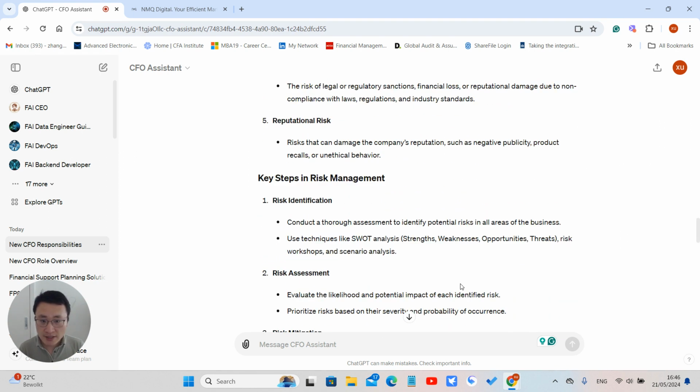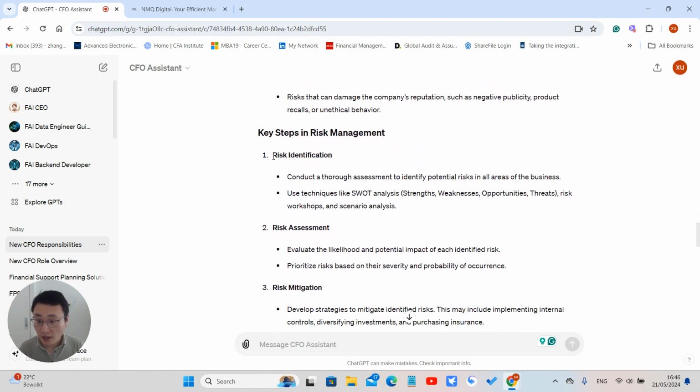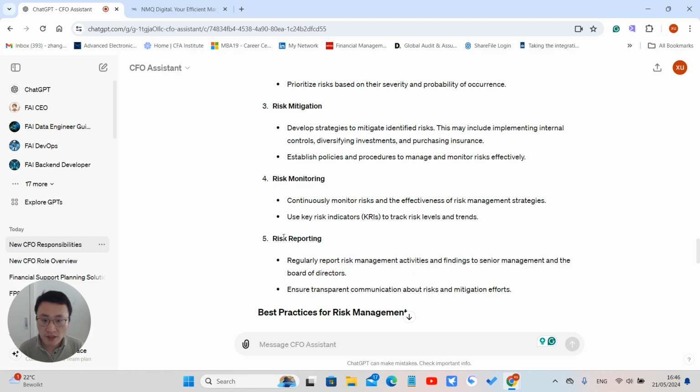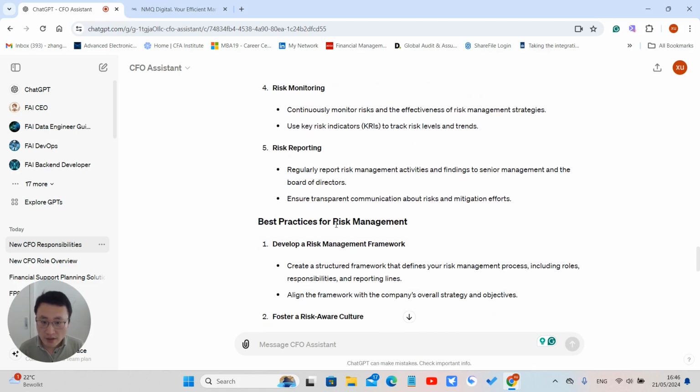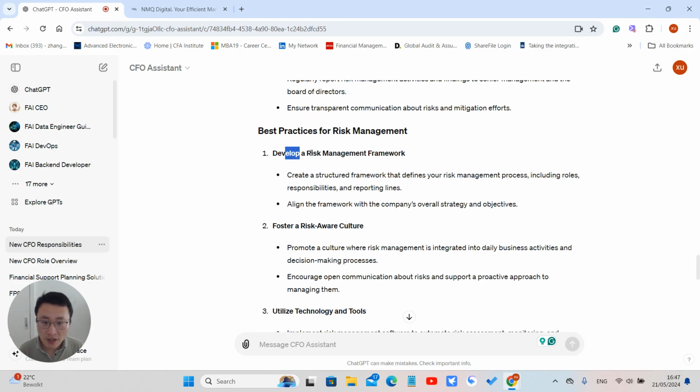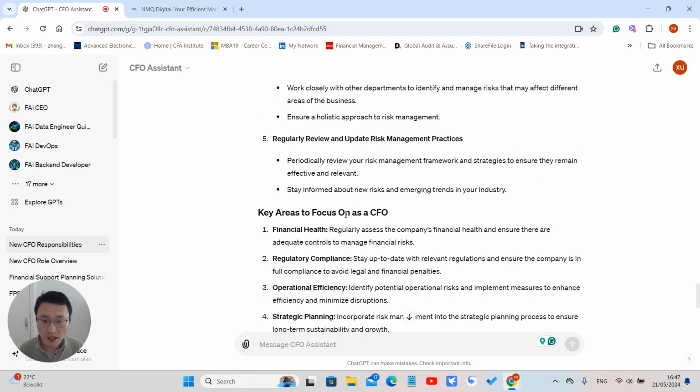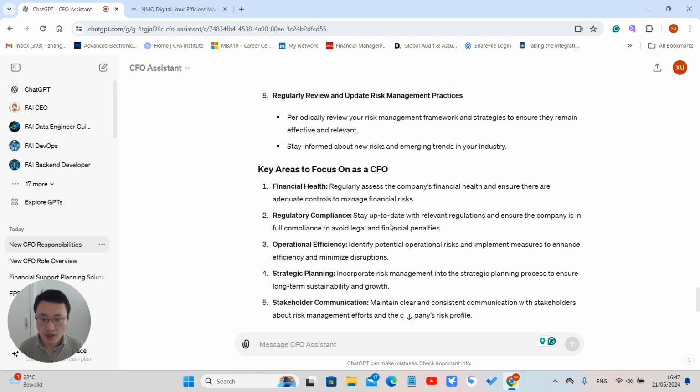And then it gives us the key steps in managing financial risks. Okay, how do we do this? We first do risk identification, risk assessment, risk mitigation, risk monitoring, and risk reporting. What are the best practices for risk management? Develop a risk management framework, foster a risk awareness culture, utilize technology and tools, and so on. Now once it's introduced all the basic information about risk management, it starts to tell us what we should focus on as a CFO.